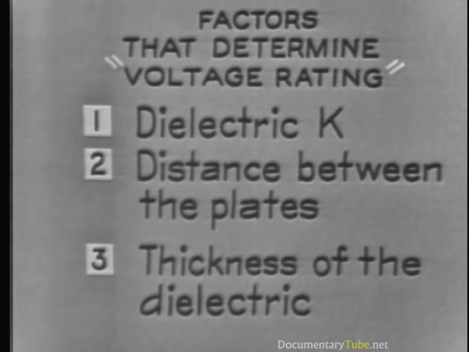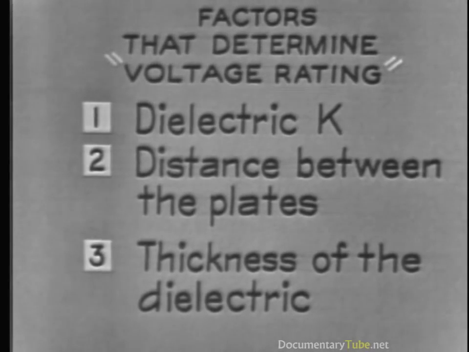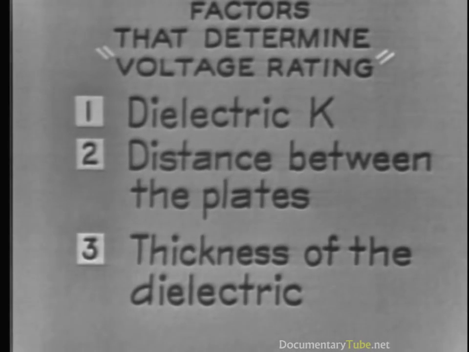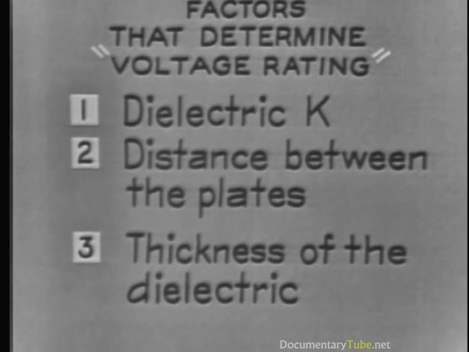Now, the three factors which determine the voltage rating of a capacitor are the dielectric K, the distance between plates, and finally, the thickness of the dielectric. When an electrical charge is built up between two bodies, like the plates of a capacitor, there's a tendency for a current to arc between the two bodies. Whether we get an arc or not depends on how far the current has to jump and the insulating quality of the dielectric. The further apart the plates are, the higher the dielectric K, and the thicker the dielectric is, the higher the voltage rating will be.